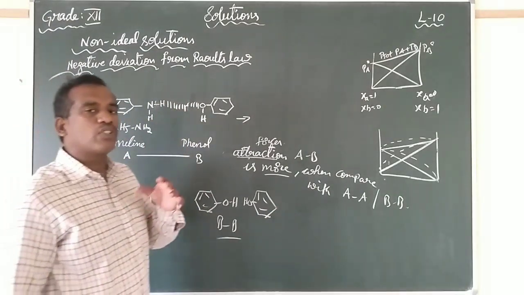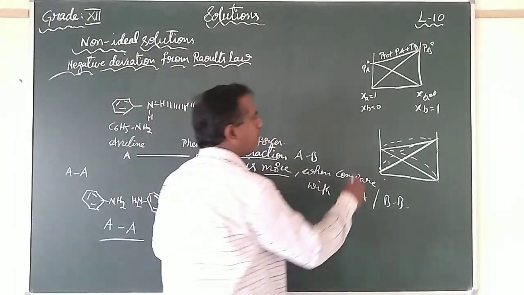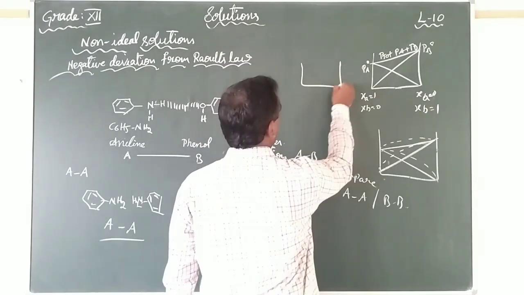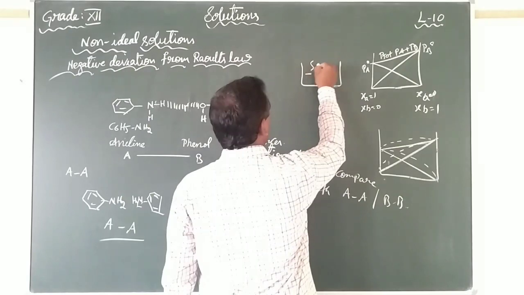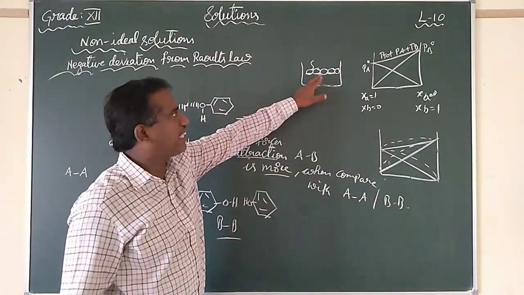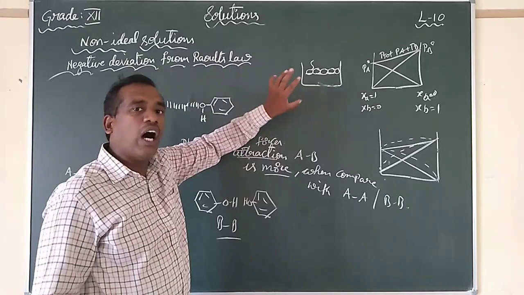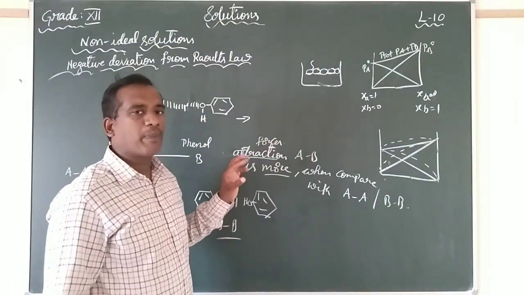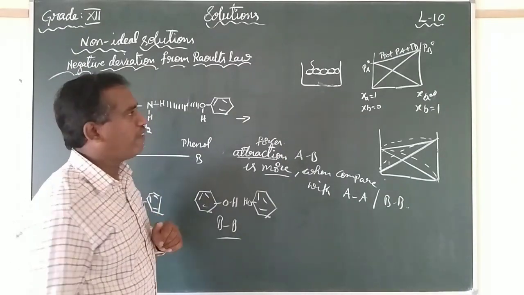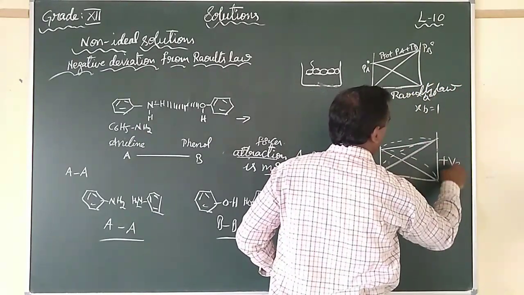When they have more forces of attraction, these liquids cannot change into the gaseous state. Previously we discussed the forces of attraction decreasing. But now what is happening? The surface molecules must go into the vapor phase, but when the forces of attraction between the molecules increase, they cannot go into the vapor phase. This means the vapor pressure of the solution or mixture is decreasing. When there is a decrease in the vapor pressure, we represent it relative to Raoult's law. The positive deviation from Raoult's law we learned in the previous class.